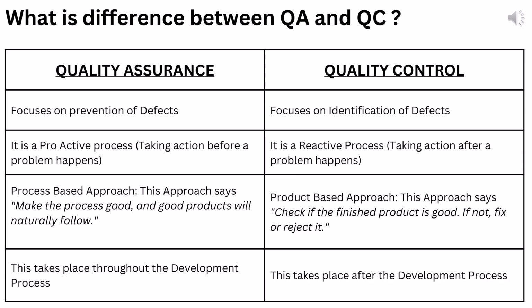But quality control is a product-based approach. This approach says check if the finished product is good. If not, fix or rework. Or if it cannot be reworked, reject the part. That is the product-based approach under quality control. Quality assurance takes place throughout the development process, but quality control takes place after the development process. This is the difference between quality assurance and quality control.